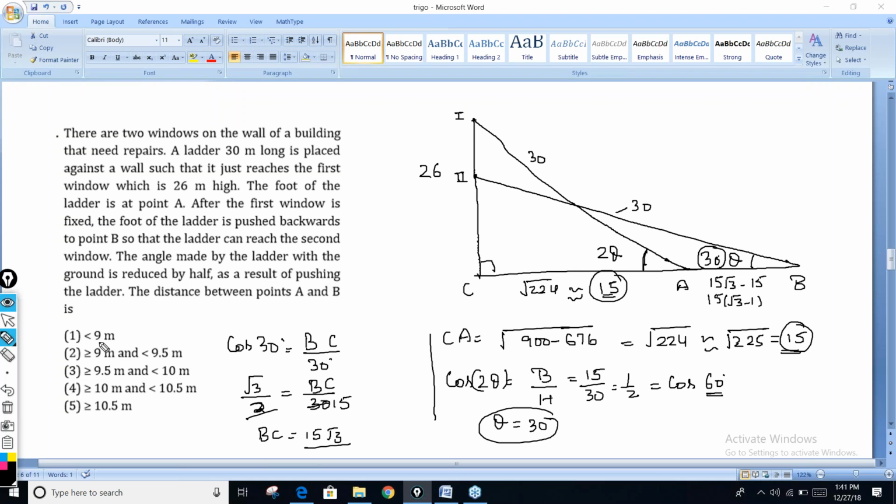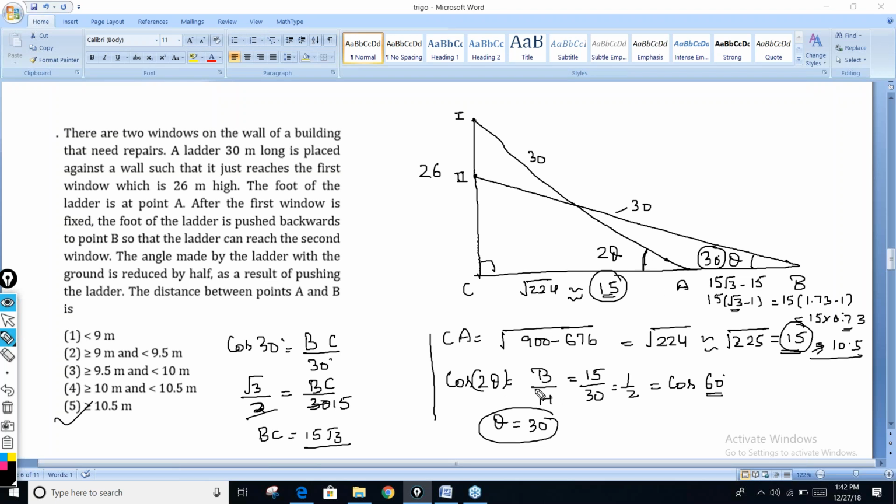And if you can see, the options are in actual numbers, not in root. So I'll put the value of root 3, which is 1.732 approx. So answer is 15 into 0.73. So it comes out to be more than 10.5. 15 into 0.7 is 10.5. So answer will be more than 10.5. So the last option will satisfy this answer.